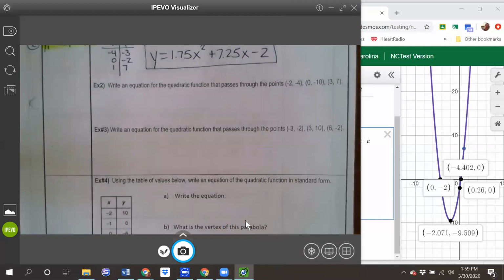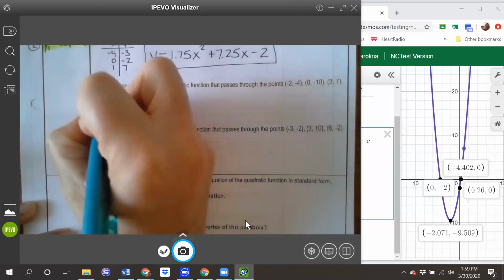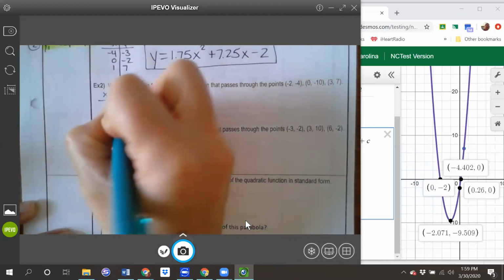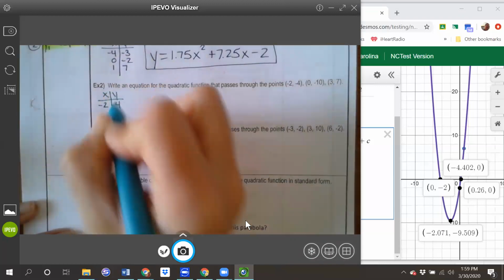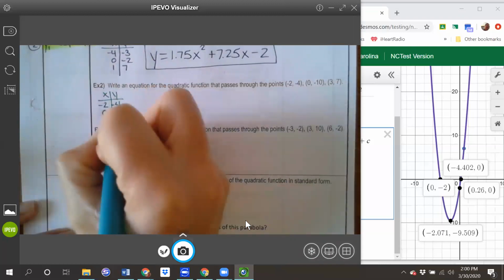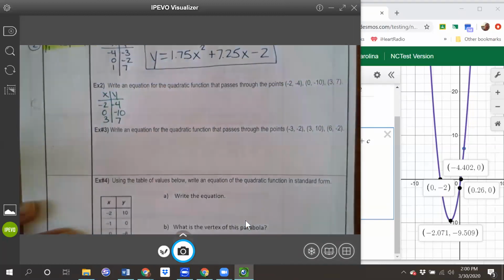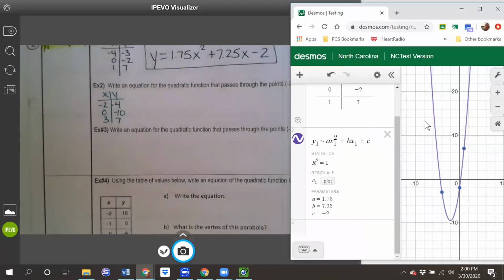Okay, so now it's just practice. So now we're going to do it again. So I've been given a list of points, and I'm going to rewrite that in table of values form. So -2, -4, 0, -10, and 3, 7. Now, I haven't done this yet, but this is what I'm secretly hoping. I guess not so secretly hoping.